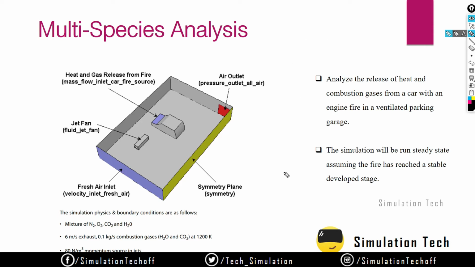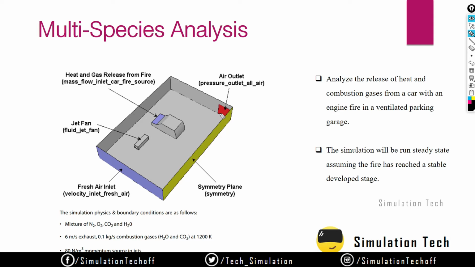So here we have a car carriage, and in this car carriage we have a car and a jet fan. Basically, what happened here is that there is a fire accident in this car carriage. Due to the fire accident, an enormous amount of heat, a hot gas of about 1200 Kelvin, is released from the engine region. It mixes with the atmospheric air, that is oxygen.